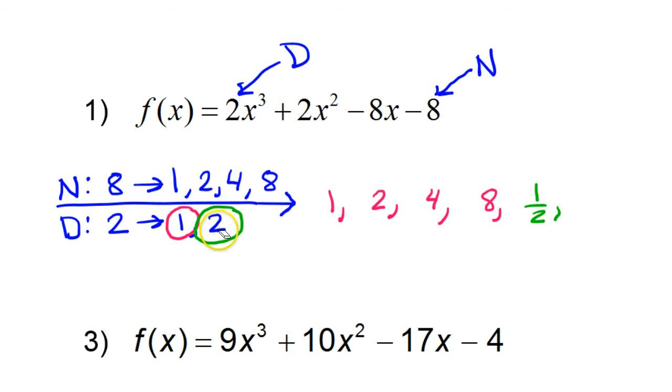What about 4 over 2? 4 over 2 is 2. We already have that, so I don't need to write that again either. What about 8 over 2? 8 divided by 2 is 4, and we already have that. I don't need to write that again. So we only got one new possible root from the denominator 2, and that is 1/2.